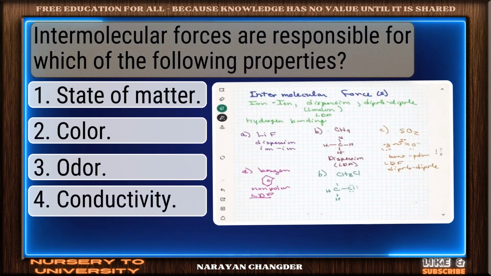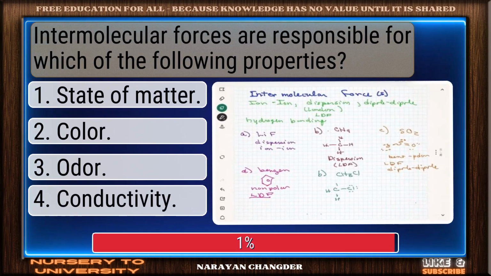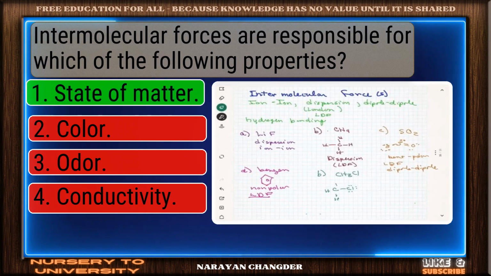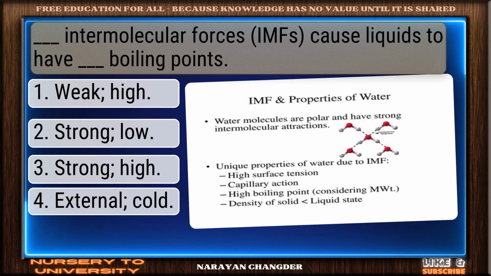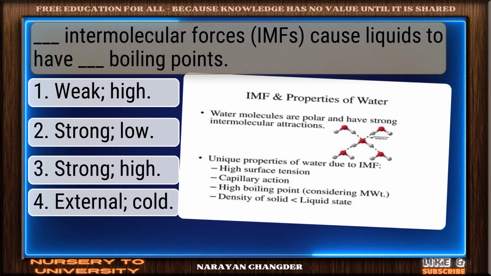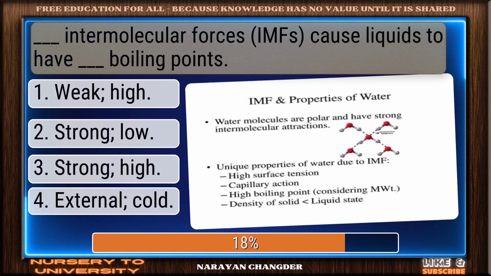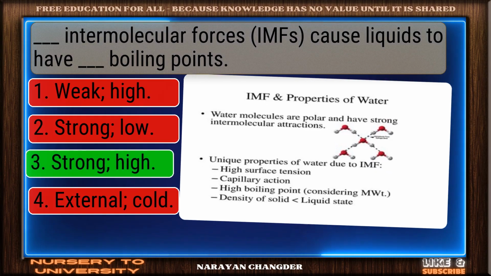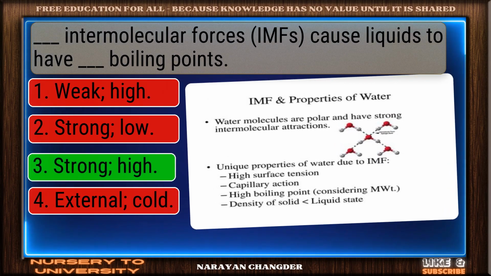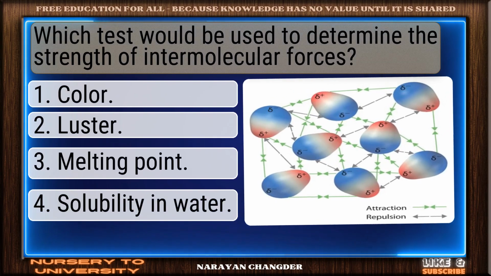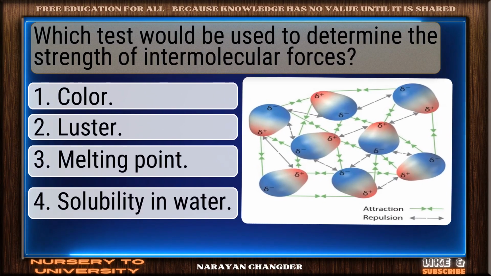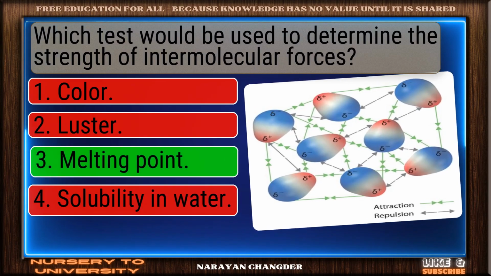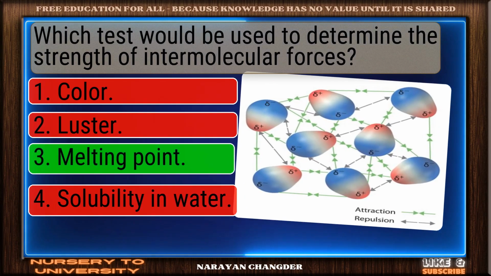Intermolecular forces are responsible for which of the following properties? Nice work. You chose state of matter and it is correct. Dash intermolecular forces cause liquids to have dash boiling points. Good job. Your answer, strong, high works well here. Which test would be used to determine the strength of intermolecular forces? Bravo. Melting point is the answer.